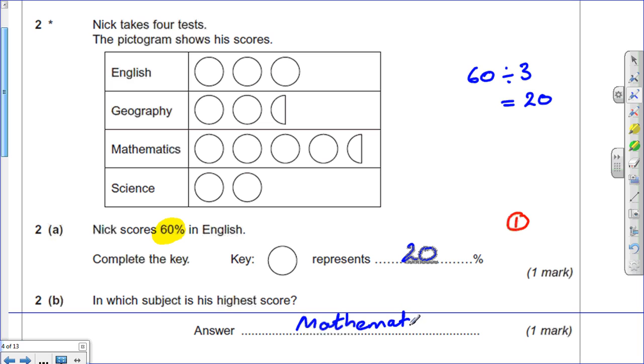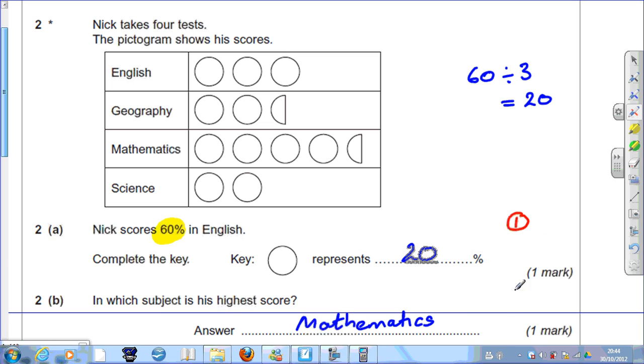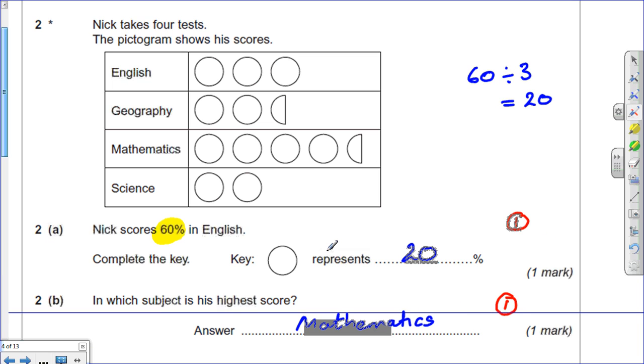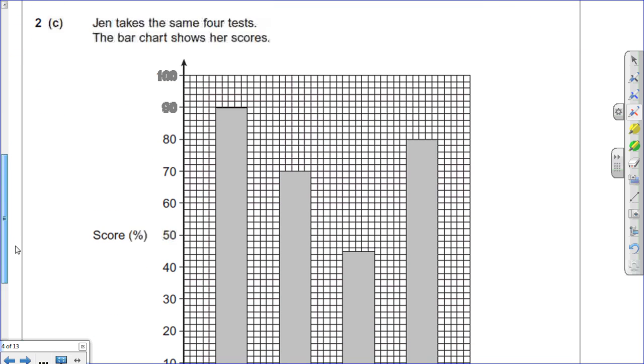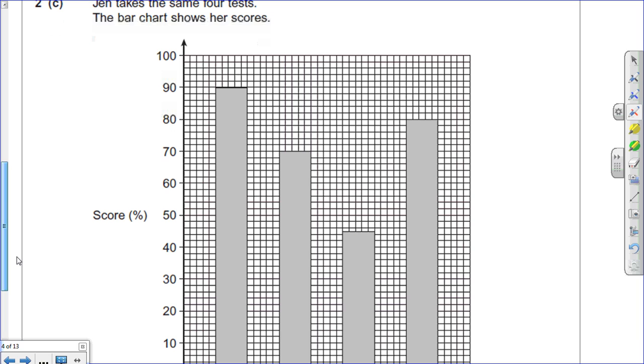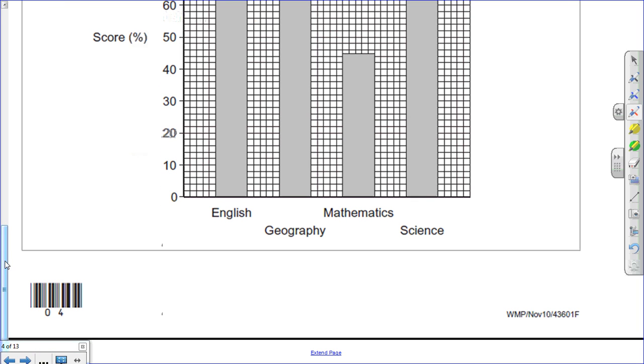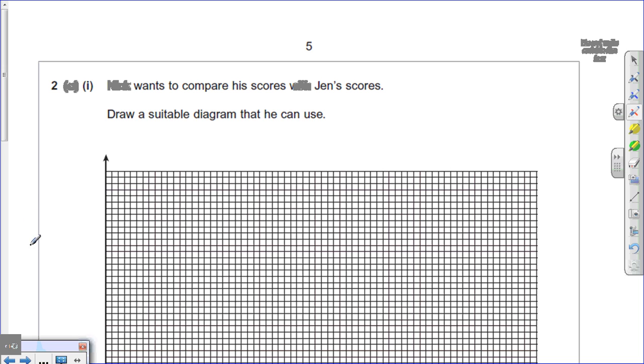1 mark. Jenny takes the same score, same 4 tests. The bar chart shows her scores. Draw a suitable diagram. Nick wants to compare scores with Jen's. Draw a suitable diagram he can use.